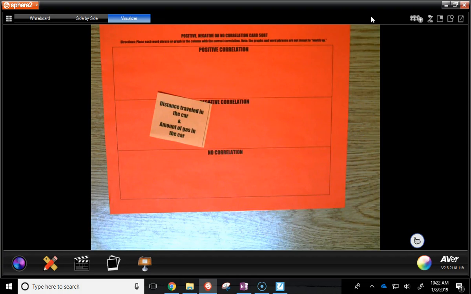So, you're going to get 12 of these little cards. Your assignment by tomorrow, you need to sort these cards. Some of them have a scatter plot on them. Is it a positive correlation? Is it a negative correlation? Or is it no correlation? For example, the one we have here: distance traveled in the car and the amount of gas in the car. Would that be a positive, negative, or no correlation? Negative. The more I travel, the less gas I have in my car. So I would put this under negative correlation and glue it in. You will have 4 of those.